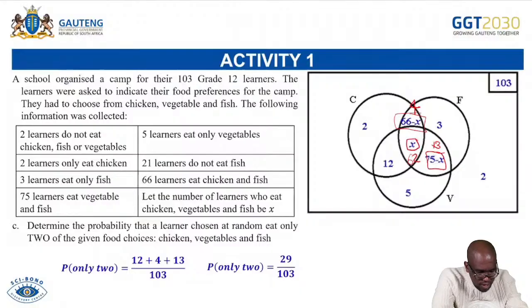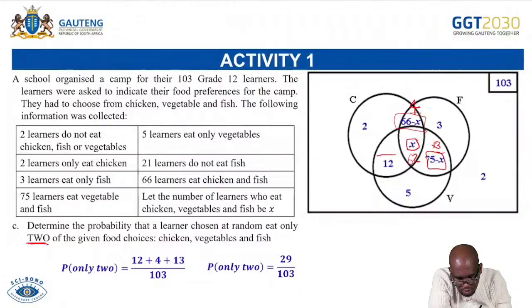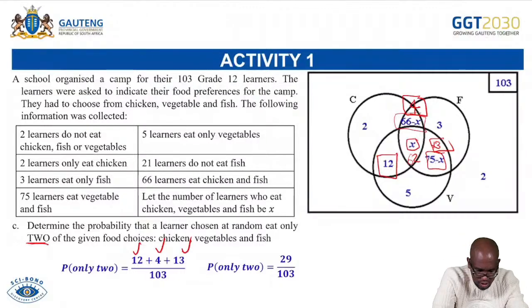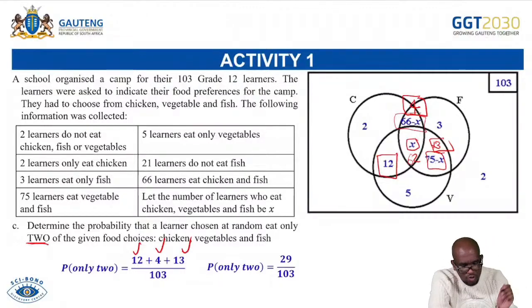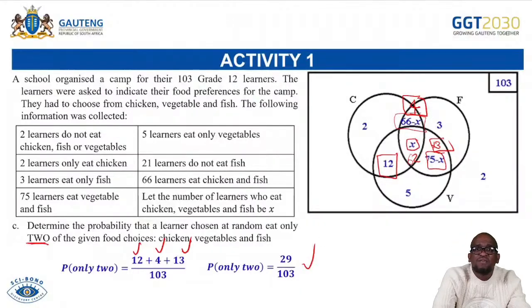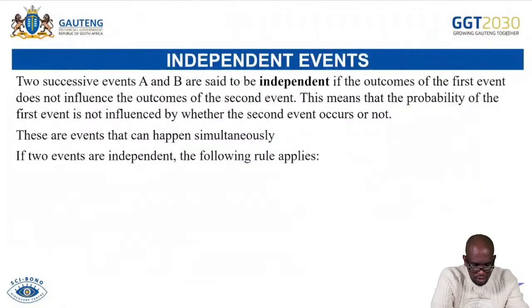Then we are saying we eat only 2 of the given food choices. Only 2, that should be 12, that should be 4, that should be 13. That is only 2. And then we divide by the total, which is 103. That simplifies to 29 divided by 103. All right. Moving on.